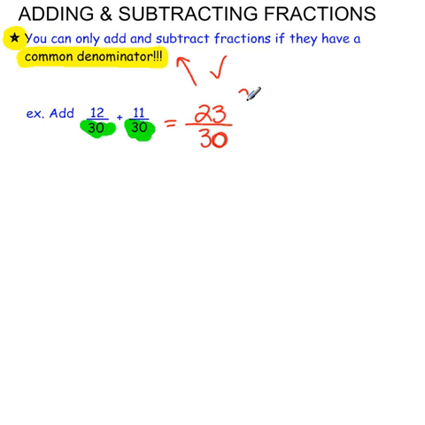From here, you want to look and see if this fraction is in simplest form. Can you reduce it down to give an answer in lowest terms? I can't think of a number that would go into 23 and 30 to reduce it down. So I'm going to say that we're in lowest terms right now. Okay, but what if you needed to find a common denominator before you were adding or subtracting? So let's talk about how you would actually do that.